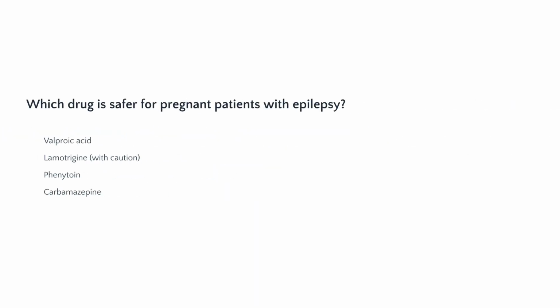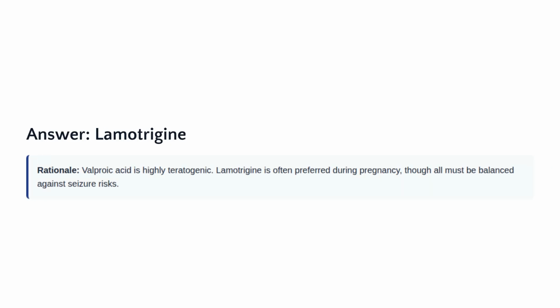Which drug is safer for pregnant patients with epilepsy? Lamotrigine is generally considered safer for pregnant patients with epilepsy, though it still requires careful monitoring.